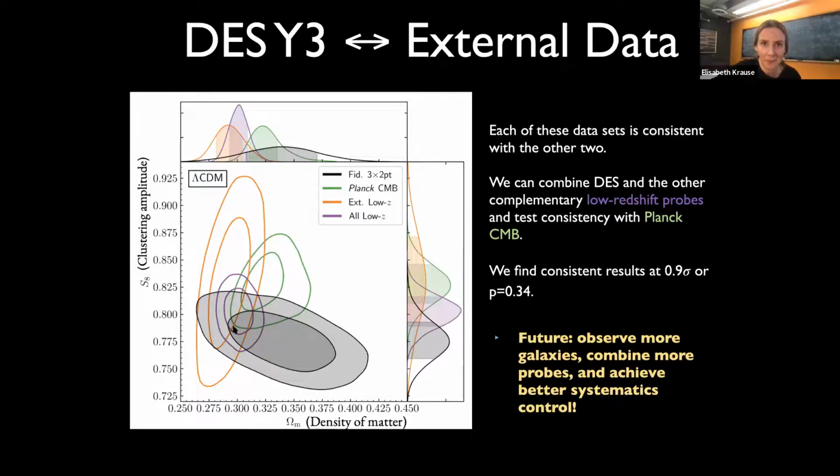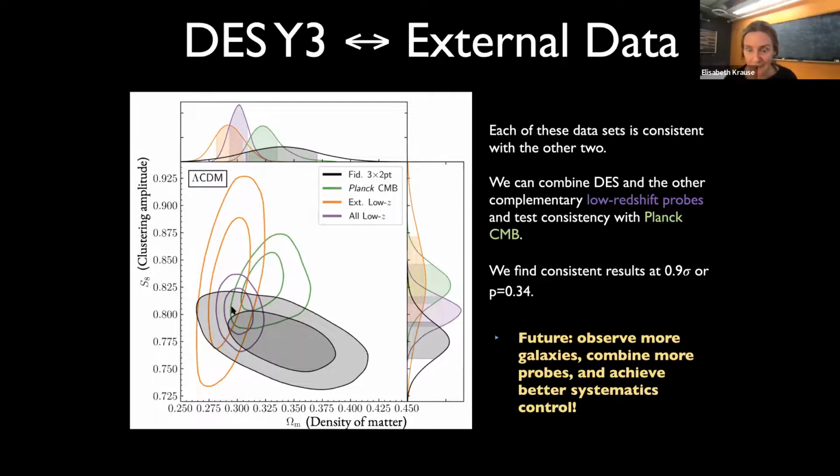We can combine DES and these results shown here in orange, which all probe late universe physics, into the joint purple constraint. From that, we conclude that within our current error bars, these low redshift probes are consistent with the CMB results at about 0.9 sigma or P of 0.34.